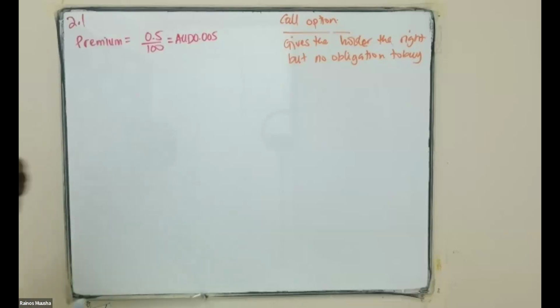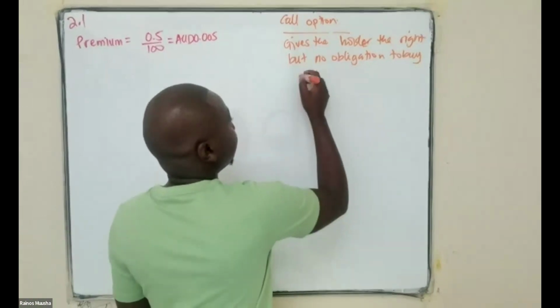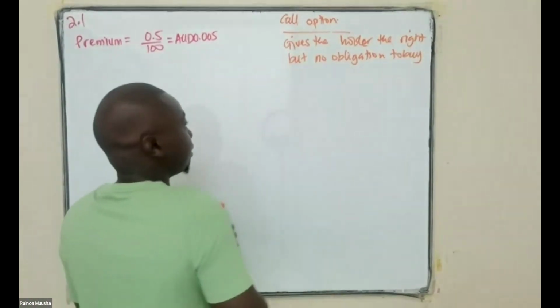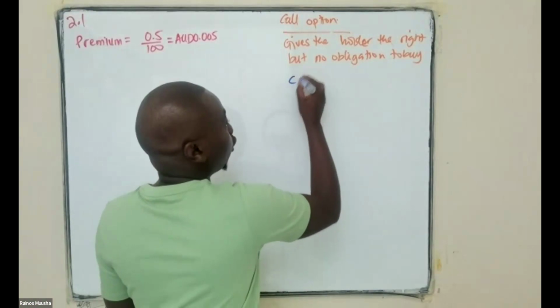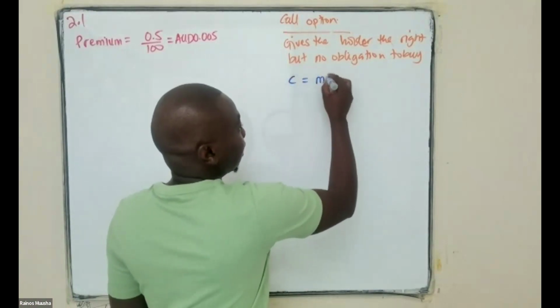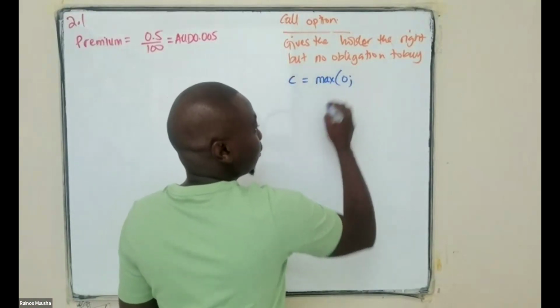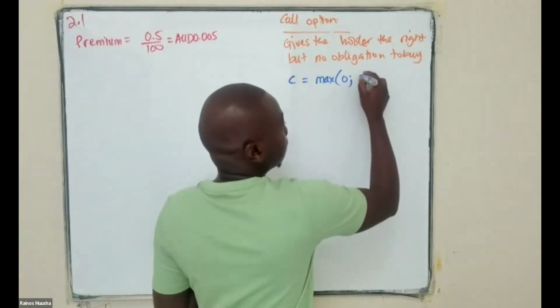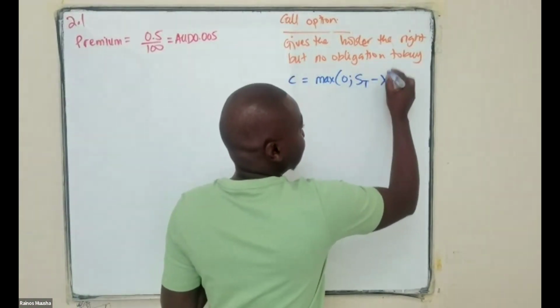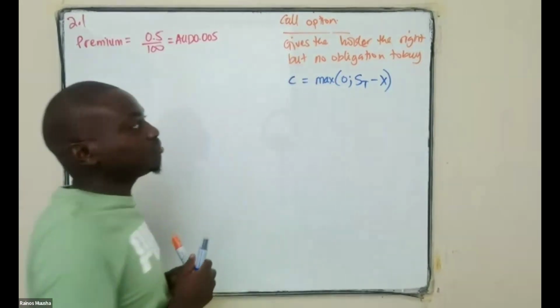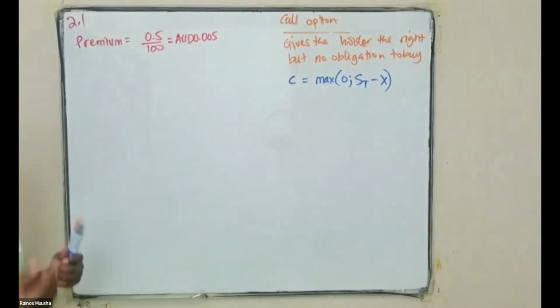So when you look at the value of the option, we say that the value of the call option is given as the maximum of 0 or spot price minus exercise price. So it's the maximum of 0 or spot price minus exercise price. So that's basically how you value an option. It's the maximum of 0 or spot price minus exercise price.